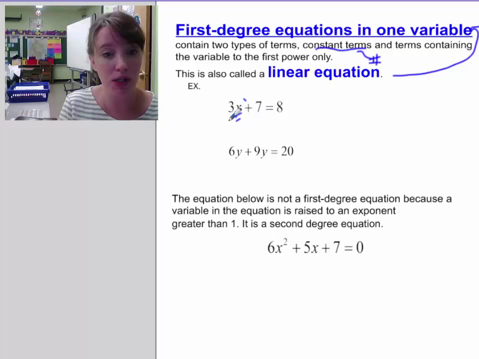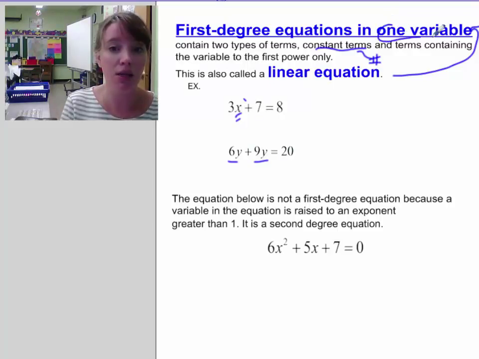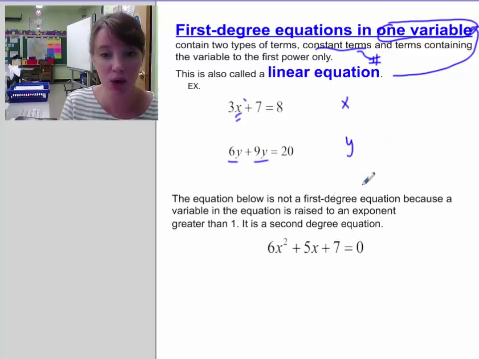So both of these equations are similar. This equation has two y variables, but both are raised to the first power, and it says in one variable. What that refers to is that there's one type of variable. So in this one there's only an x, and in this one there's only a y. We are going to see equations later on where we have x's and y's. So for instance, this would be a first degree equation in two variables.